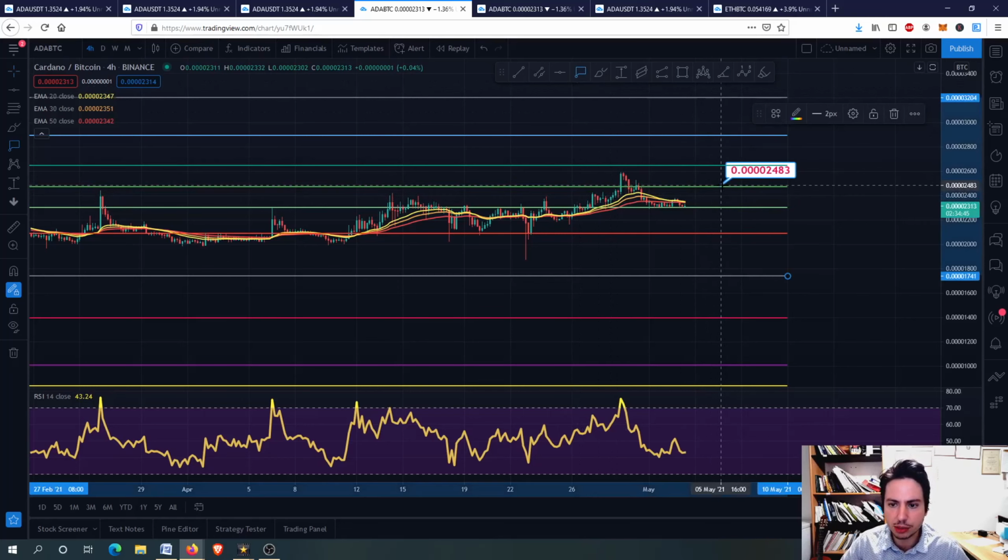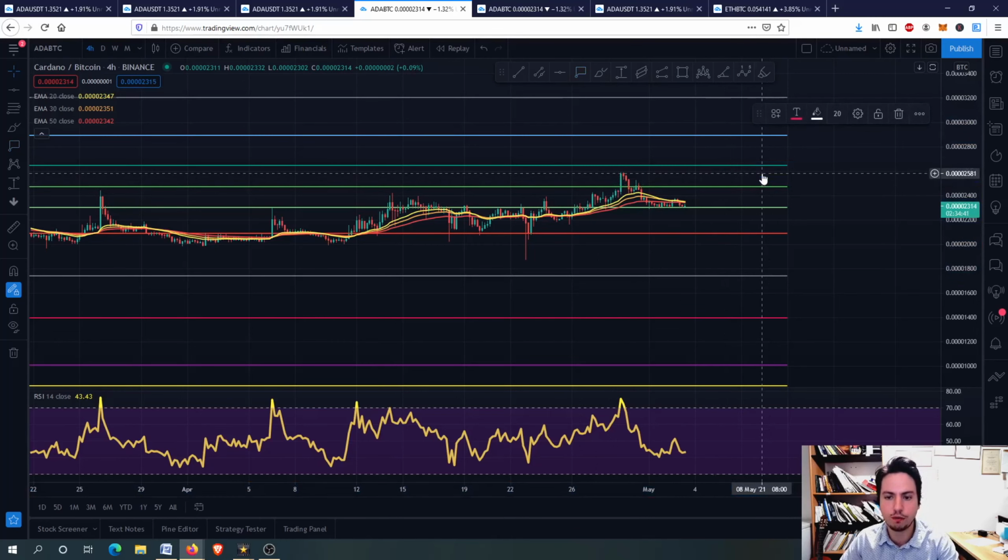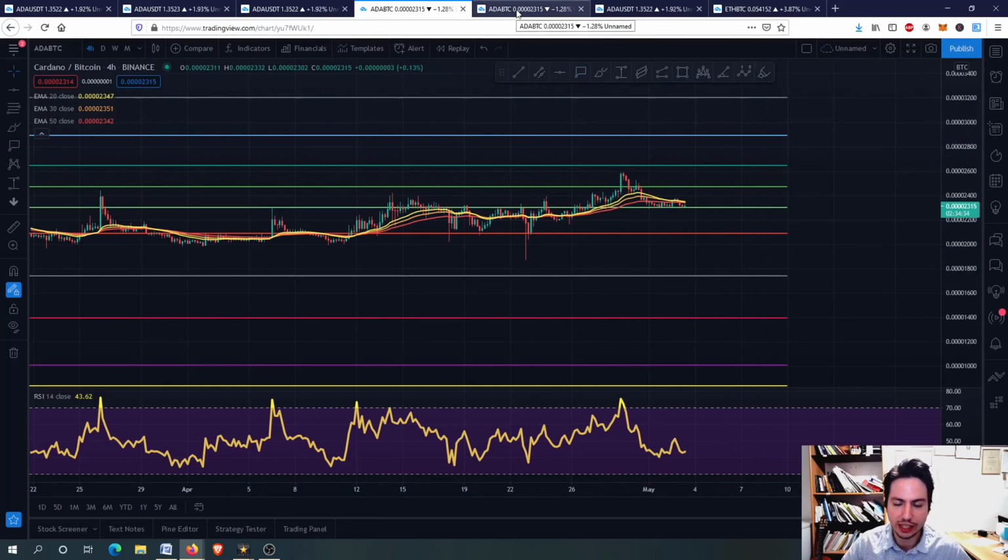For example, this price here, guys, 0.4025, around there for ADA against Bitcoin. We have this price level because we divide ADA's price to Bitcoin's price. That's why you get so many zeros.